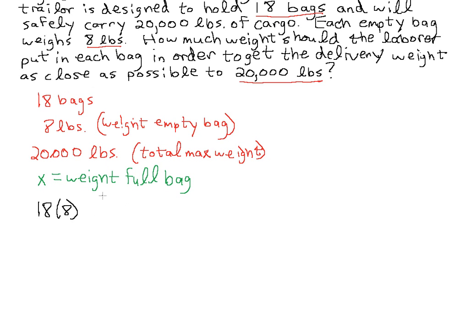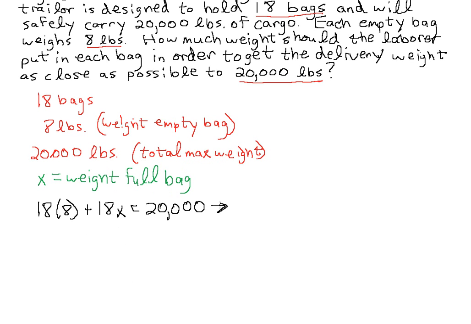We're going to fill all 18 bags with an unknown weight X, the weight of a full bag. So we're going to add 18X, 18 times X. Now these two quantities will combine to equal 20,000 pounds, or as close as possible to it. So we need these two to add up to as close to 20,000 pounds as possible without going over. All right, so now we have an equation to solve. So let's go ahead and get started.